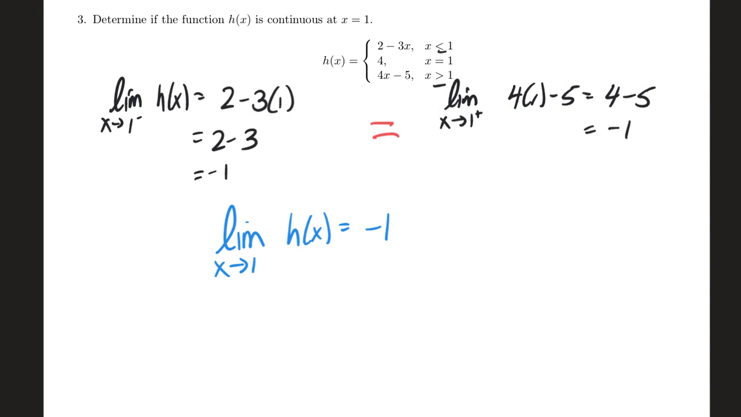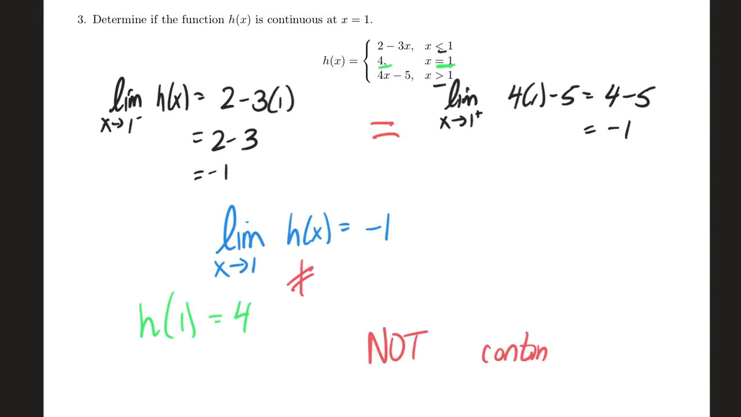All right, now the next thing I have to check is, now I know the limit exists, what about, oops, that should be h of 1, what about the actual function value? When x is equal to 1, my function says I get out 4. And these two things are not equal, so that means this is not continuous.